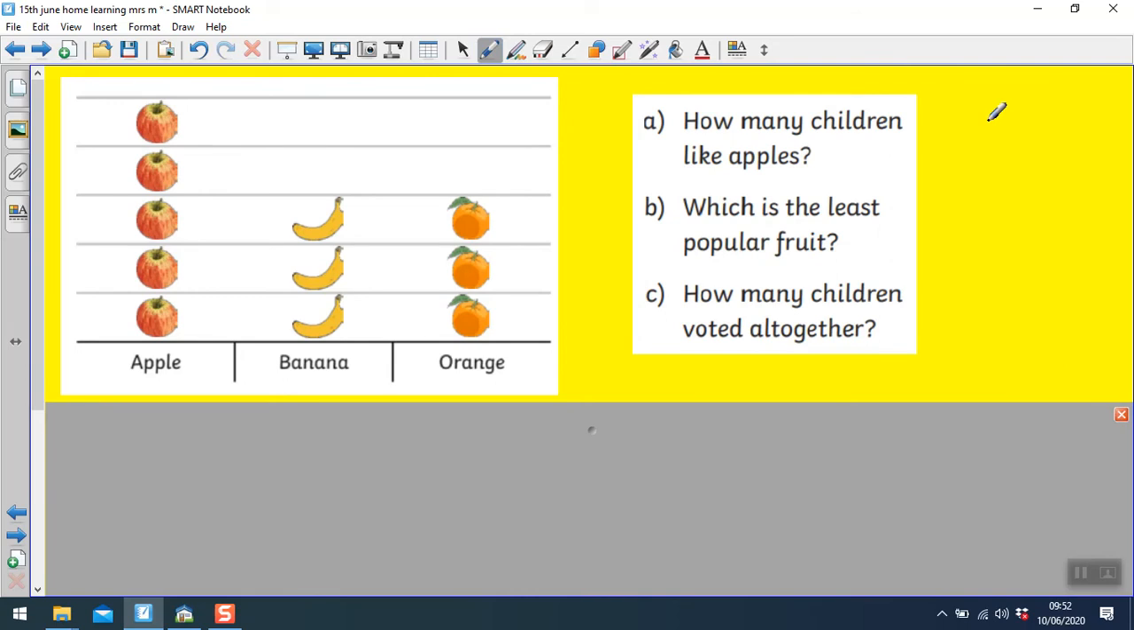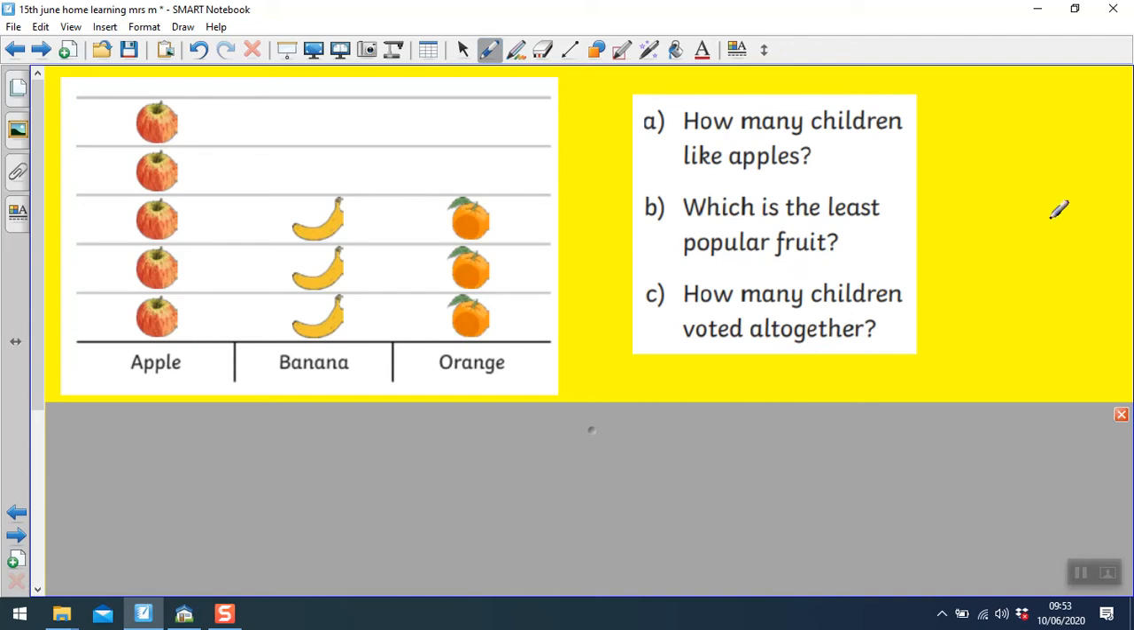Now we've got a different pictogram, so we've got a picture showing apples, bananas and oranges, and there's no key here, which means that one picture represents one item. Have a go at answering these questions. How many children like apples? So 5 children like apples.